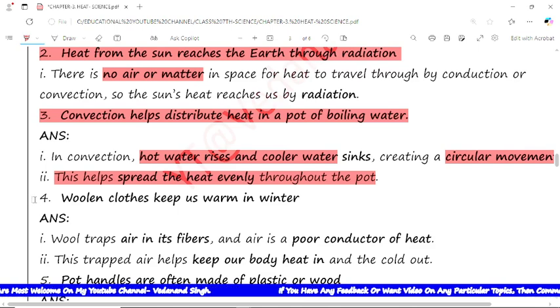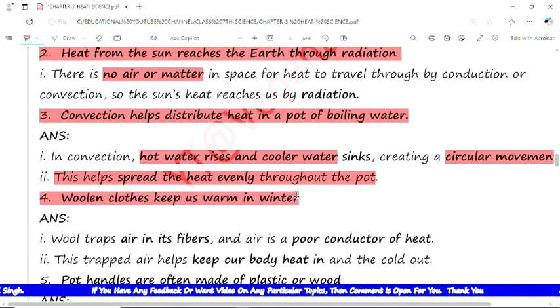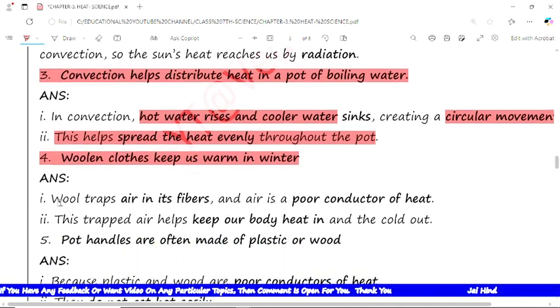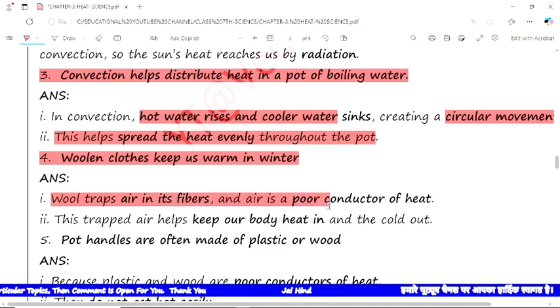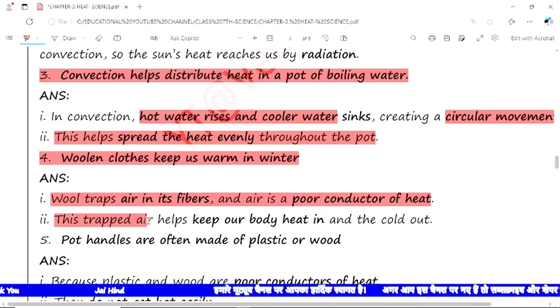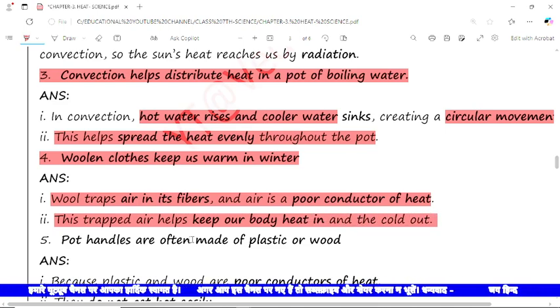Now the fourth is woolen clothes keep us warm in winter. The reason is wool traps air in its fibers and air is a poor conductor of heat. This trapped air helps keep our body heat in and cold out.